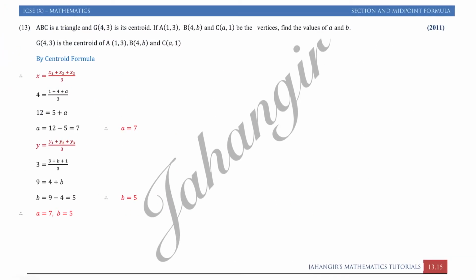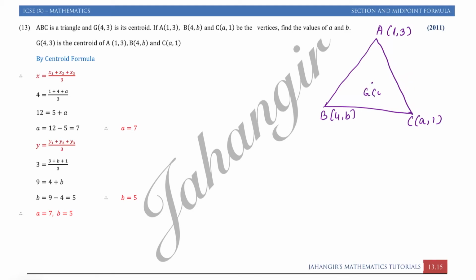Question number 13. ABC is a triangle. Let's draw triangle ABC in which A is 1, 3, B is 4, b, C is a, 1, and G is the centroid. Centroid is 4, 3. So here we have to find the values of a and b. To find the values of a and b, we can directly take the centroid formula.